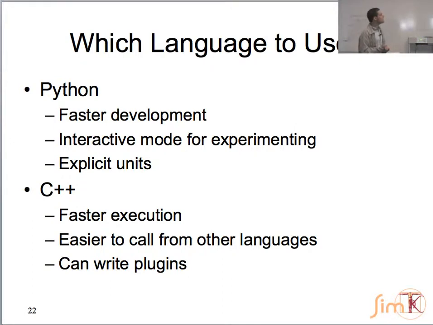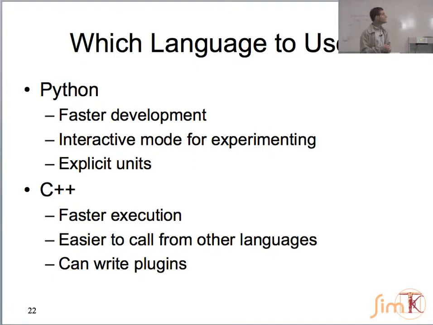But between Python and C++, Python's a lot faster to develop. It's a lot easier to write Python code. You can write your code a lot faster. It's much simpler. Python has this nice interactive prompt. You can just bring up a Python interpreter and start typing commands, which is very, very convenient for experimenting. And of course, it's got the explicit unit system.